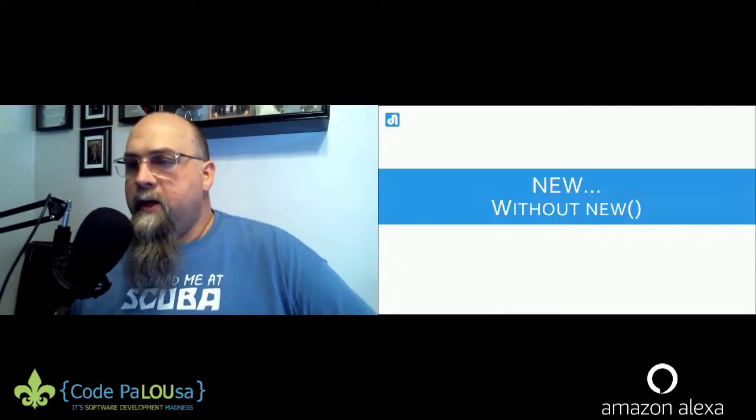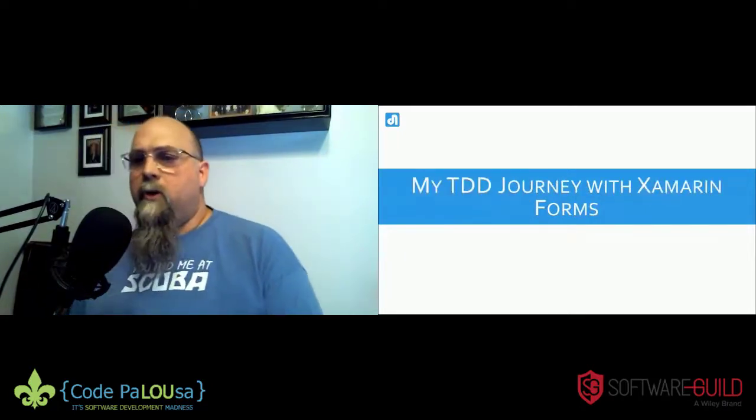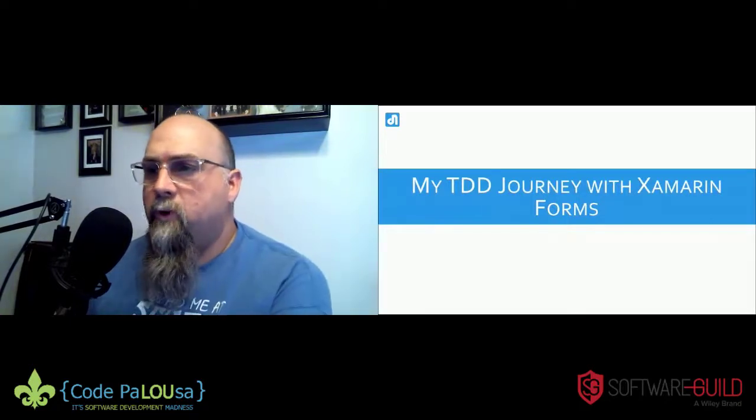So mocking things gets us away from concrete types and being coupled straight to them for our tests. But the question is, how do we get away not just from new and the concrete types, but get onto something that's more sustainable in the long run? So I want to talk a little bit about my TDD journey with Xamarin Forms.